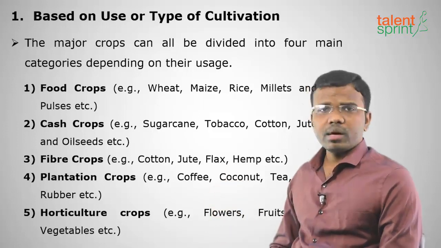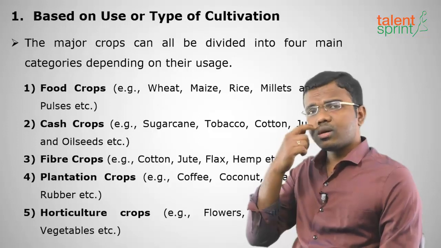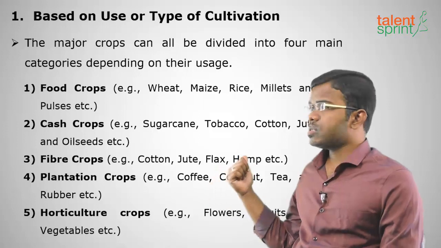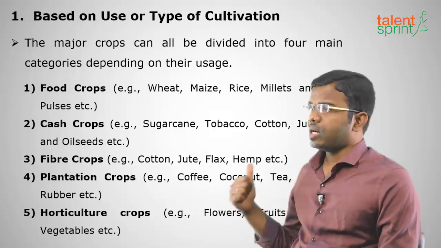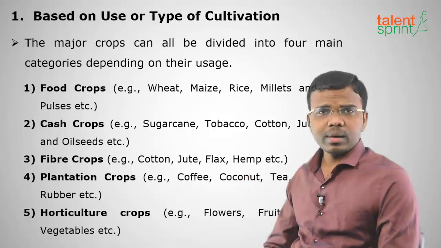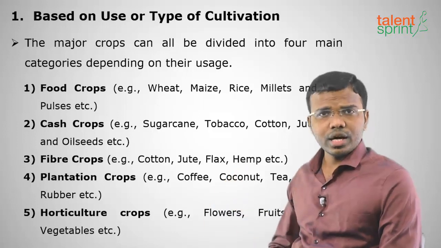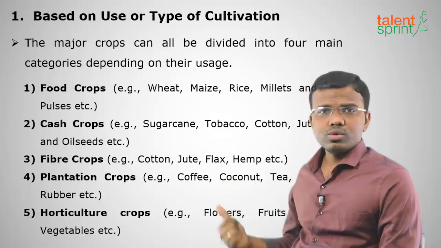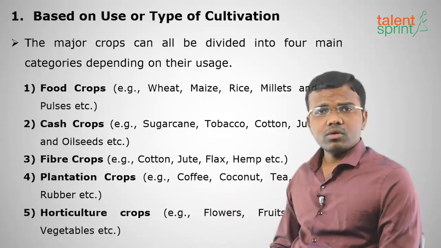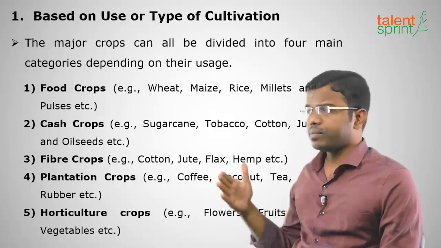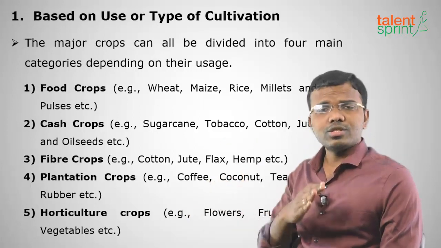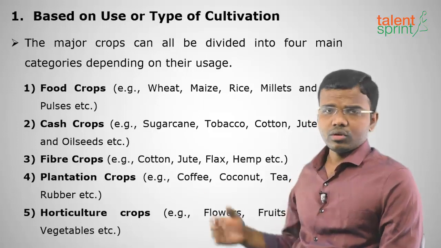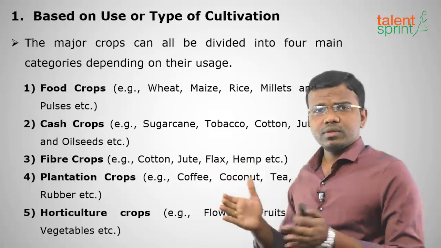And the next is fiber crops. What do you mean by fiber crops? These are grown for clothing, right? Cotton, silk, jute, flax, hemp, etc. These are the fiber crops. And the next is plantation crops. These are grown on larger plantations: tea, coffee, rubber, banana, cashew, etc. And the next, fifth categorization in this type of cultivation or use is horticulture crops, in which flowers, flowering plants, fruits, vegetables are grown. So these are the 5 categories coming under the basis of usage or the type of cultivation of crops.